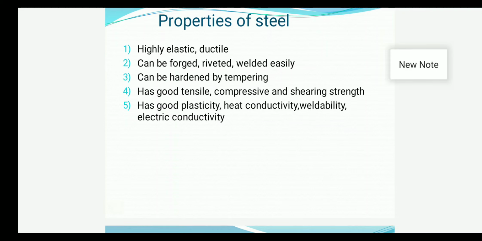Now let us discuss the properties of steel. Steel is basically a highly elastic and ductile material. It can be forged, riveted or welded easily. Steel can be hardened by tempering. Steel has good tensile, compressive and shearing strength, as well as good plasticity, heat conductivity, weldability and electric conductivity.